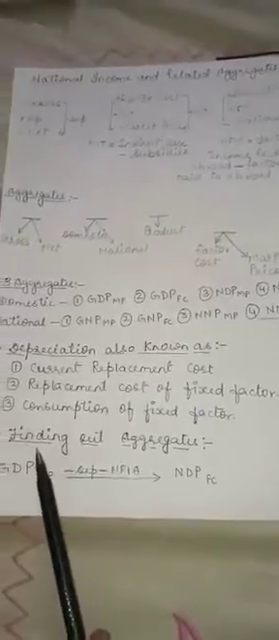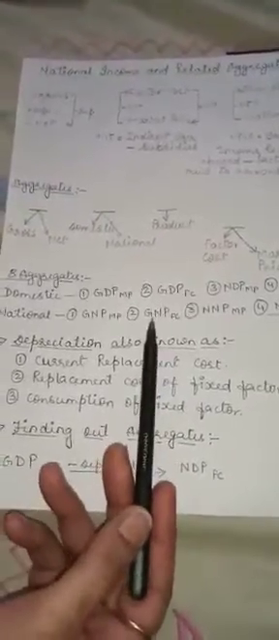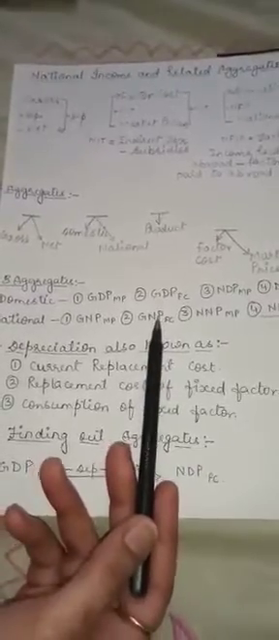Now let us understand how we may find other aggregates with the help of a given aggregate. If one is given, how can another aggregate be found out with the help of that given aggregate?